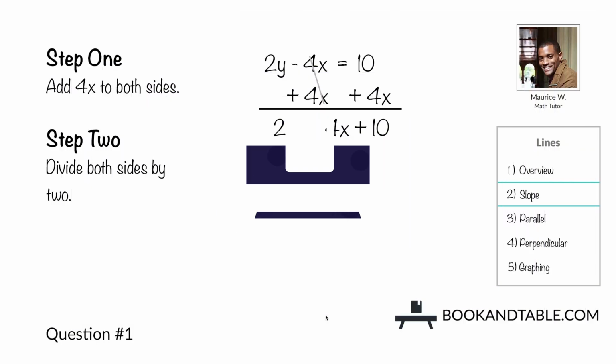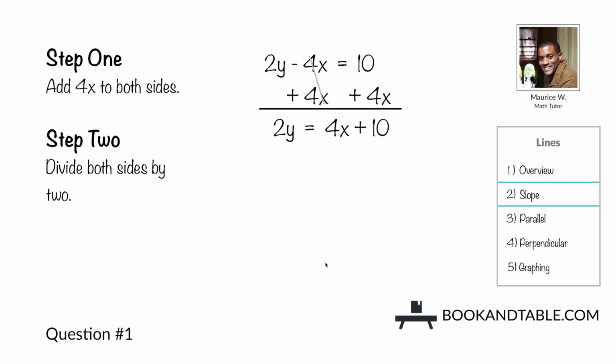Question number 1, step 1. Remember, we want to isolate our y term. So the first thing we're going to do is add 4x to both sides to negate this negative 4x. That gives us 2y on the left side and positive 4x plus 10 on the right side. We put our x term before our constant just to keep it in mx plus b form.